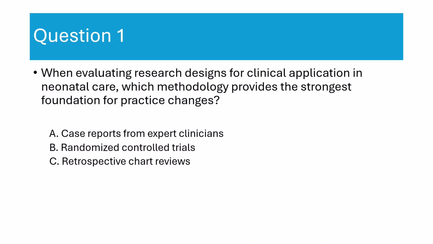Retrospective chart reviews. These are observational studies that analyze existing data, making them subject to selection bias and confounding variables. They lack randomization and controlled conditions, placing them lower in the evidence hierarchy than randomized controlled trials.